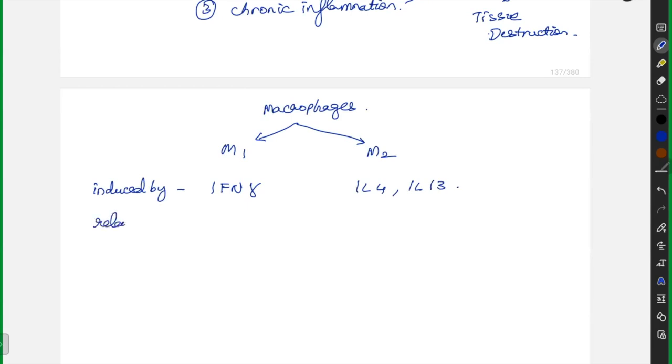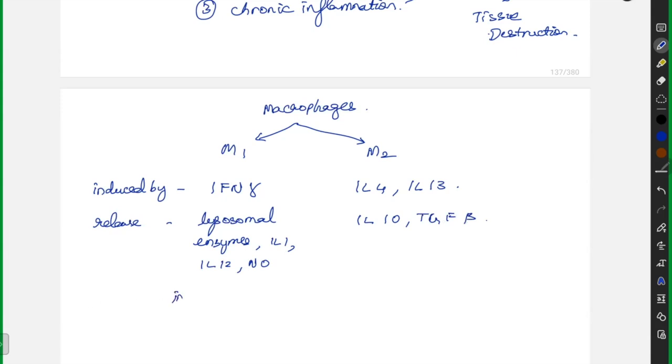M1 macrophages are going to release lysosomal enzymes, interleukin 1, interleukin 12, nitric oxide, etc. Whereas the alternatively activated macrophages will be releasing interleukin 10 and TGF beta. M1 is involved in host defense against microbes.